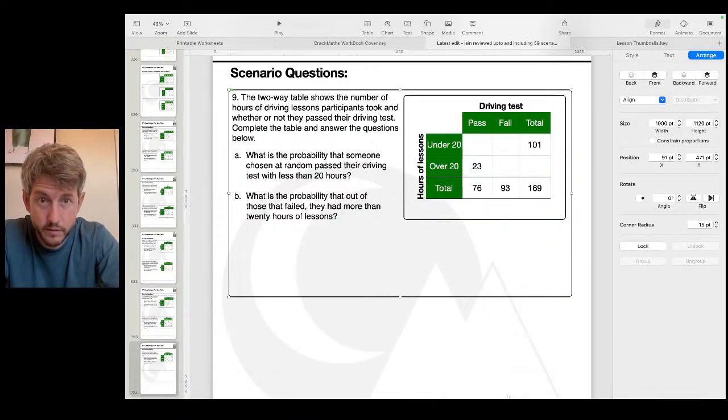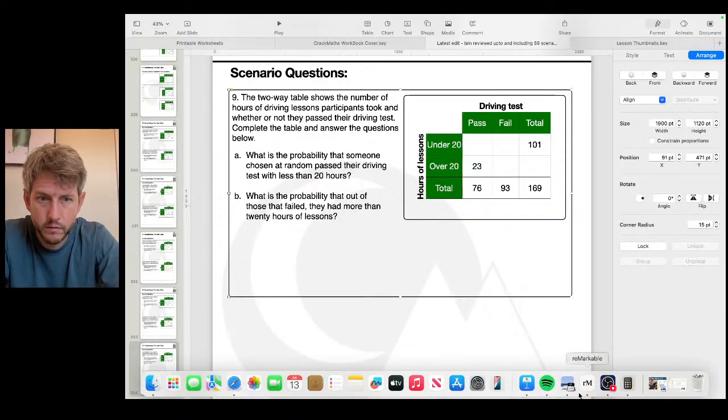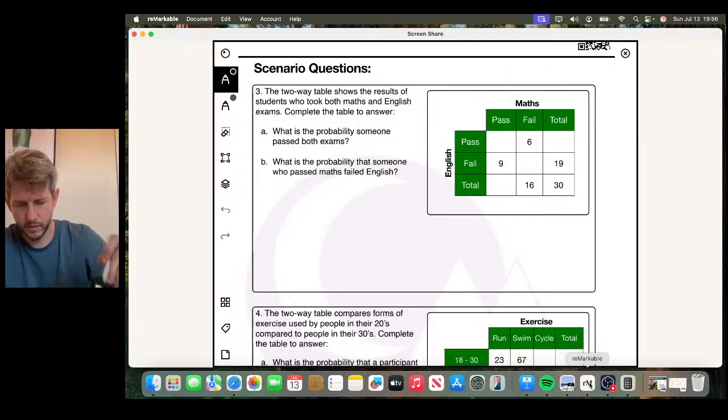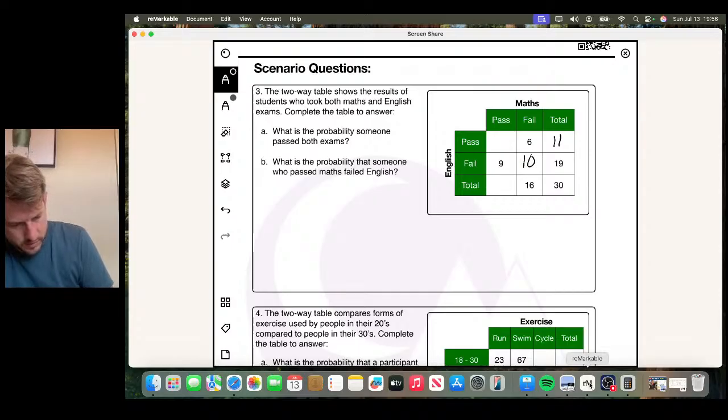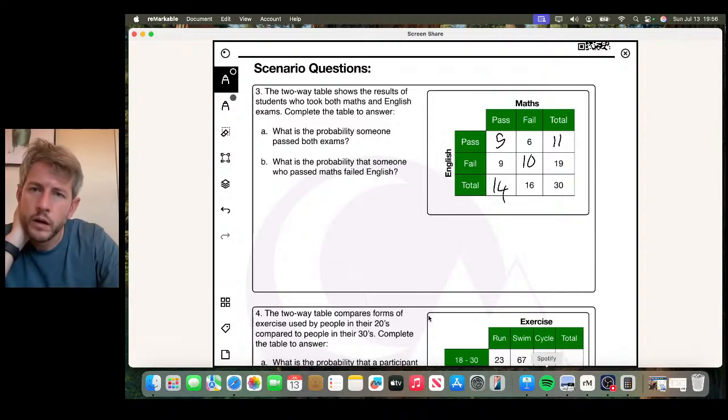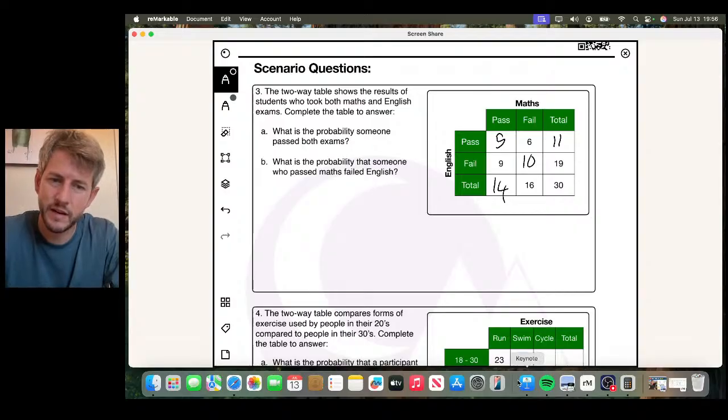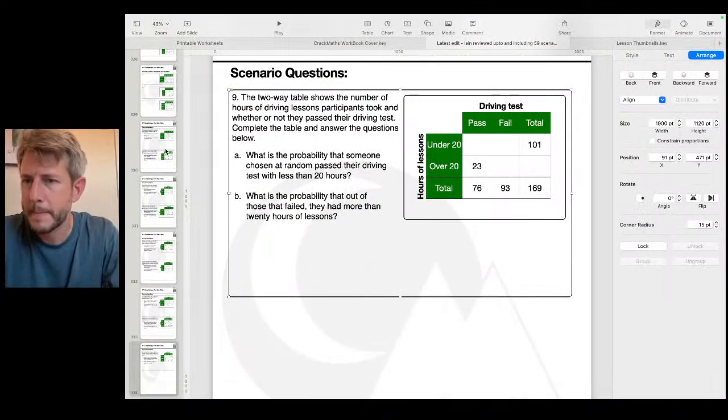Let's continue. Right, so that's been fixed. That's 11. The two-way table shows the results of students who took... this one again, capitalising the maths.